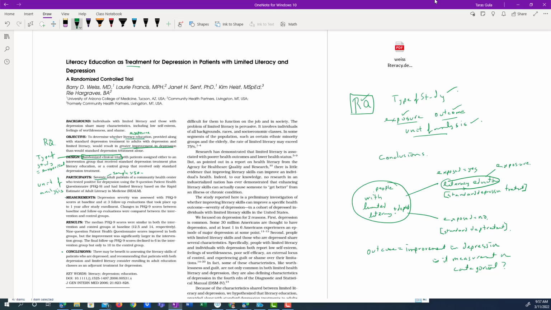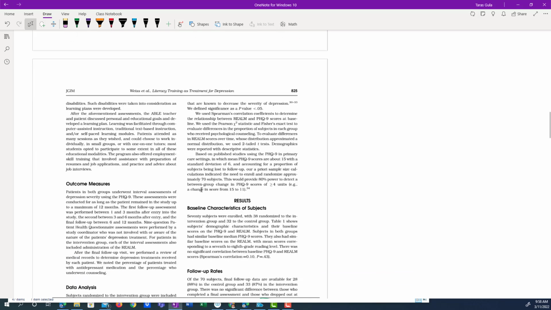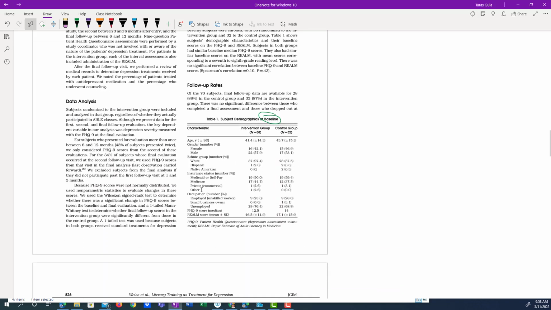And here we have measurements. This will tell us: depression severity was assessed by PHQ-9 score. As soon as you see the word score, that's a measurement. Baseline and 3 follow-up evaluations took place up to 1 year after the study. Changes in PHQ-9 scores between baseline and follow-up were compared between intervention and control. Is it really about changes? So let's scroll down now. Since you have your decoding skills, let's scroll down to the table of values to see what's going on with the outcome.